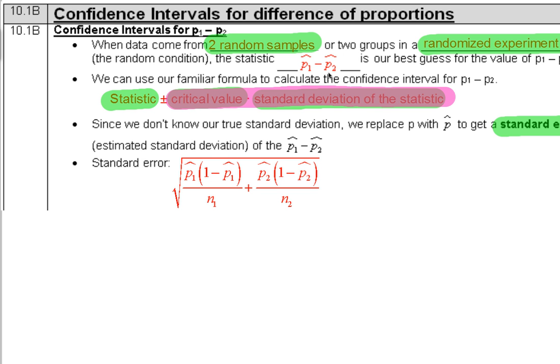Now we really have a new formula for that standard error, and we talked about that yesterday, where we're combining the standard deviation formula for one sample with the standard deviation of the other one, which means we have to combine the variances. So the standard deviation of one squared plus the standard deviation of the other squared, and then we square root it to find the new standard deviation. That's the formula we're going to be working with.